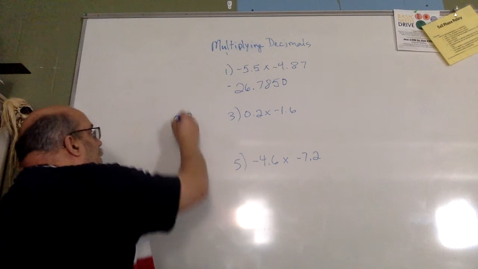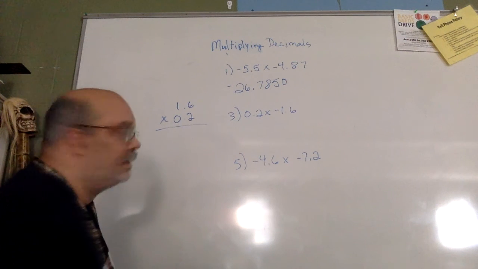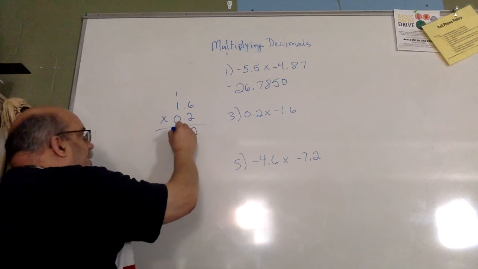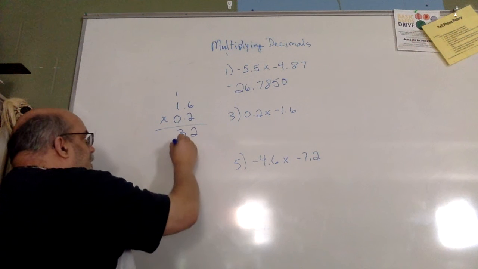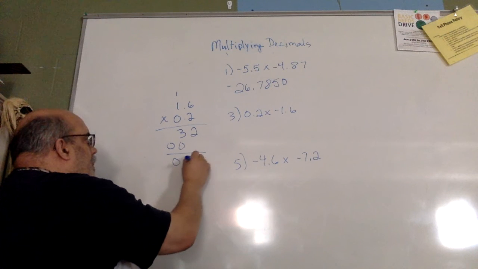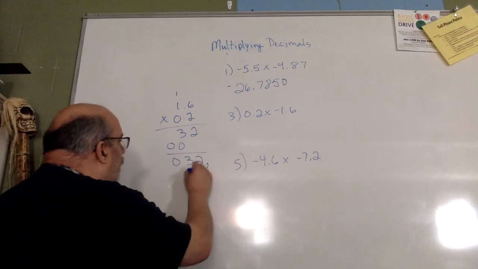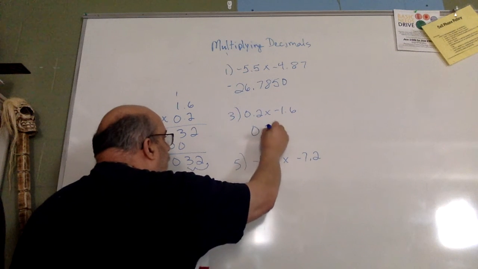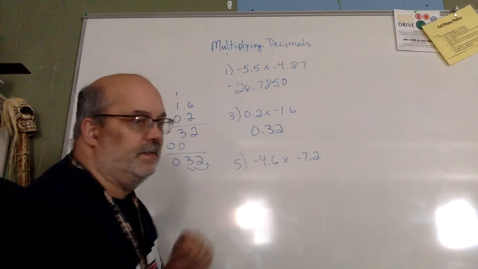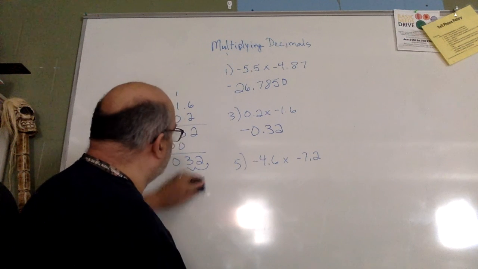Zero point 2, 1.6. I've lined up my decimals. 2 times 6 is 12, carry the 1. 2 times 1 is 2, plus 1 is 3. 0 times 6 is 0. 0 times 1 is 0. We add it up. 0.32. I have two decimal places. 1, 2. 0.32. This is a positive, this is a negative. They're different, so your answer is negative. Next problem.